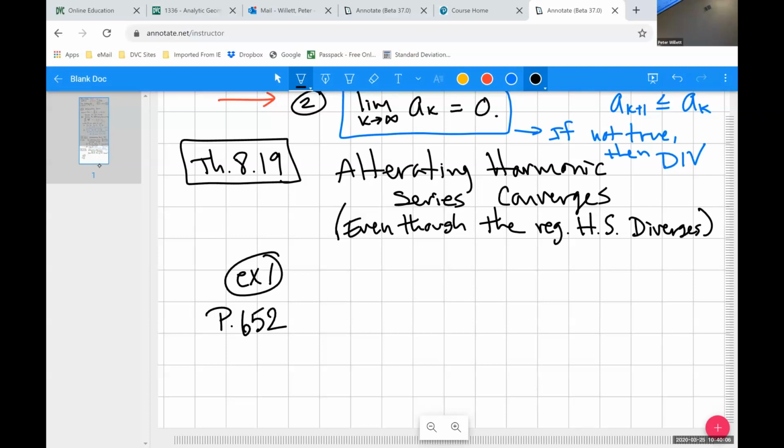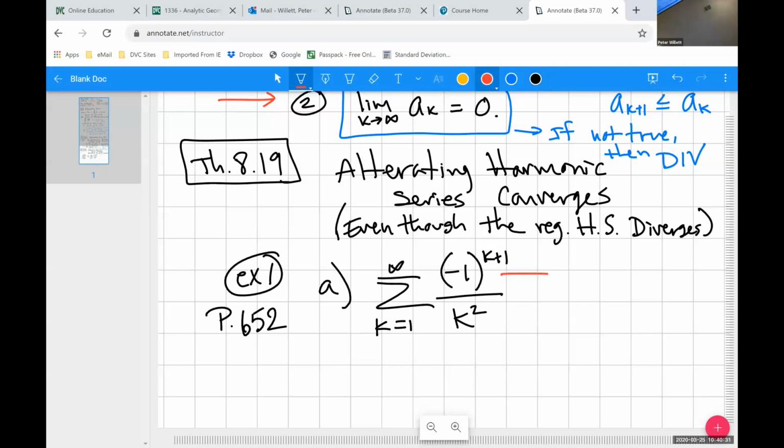Let's just do the first one. Start simple here. So it has the summation as k goes from 1 to infinity of (-1)^(k+1) over k squared. Because of this -1 part up here, that's how we can see that this is an alternating series.